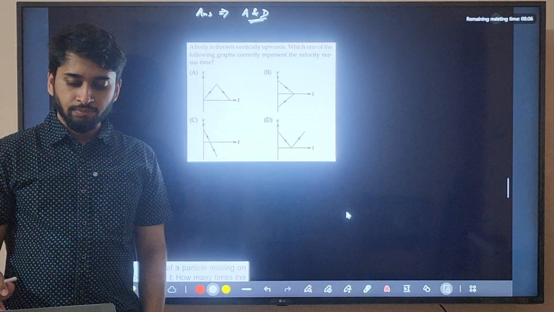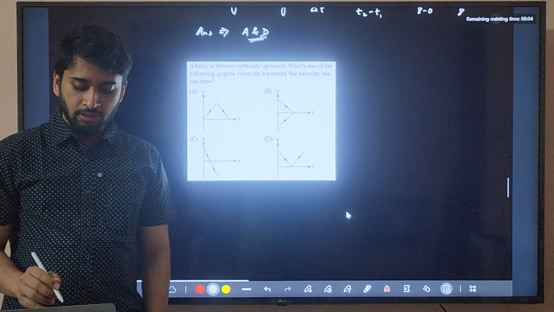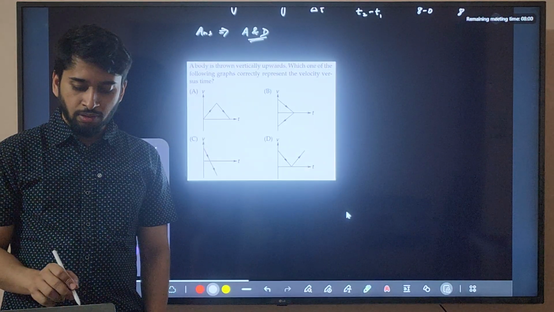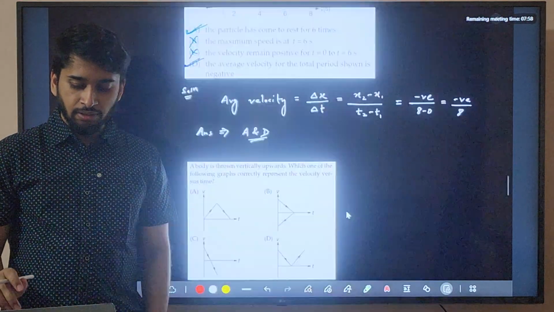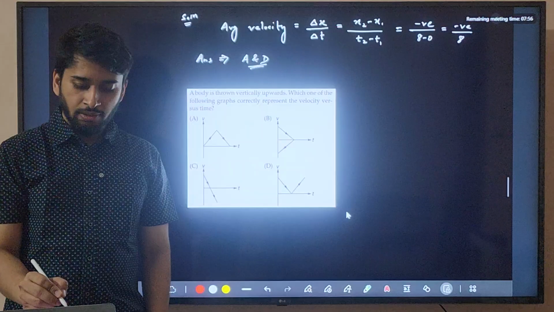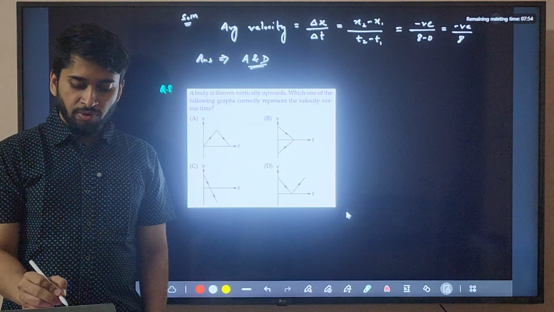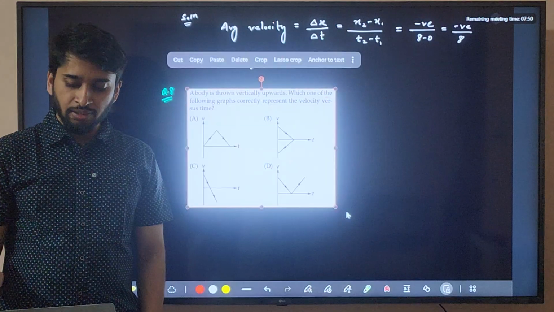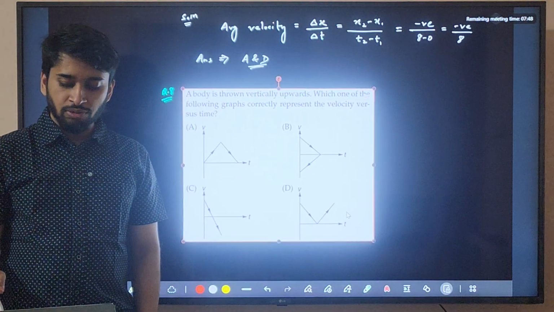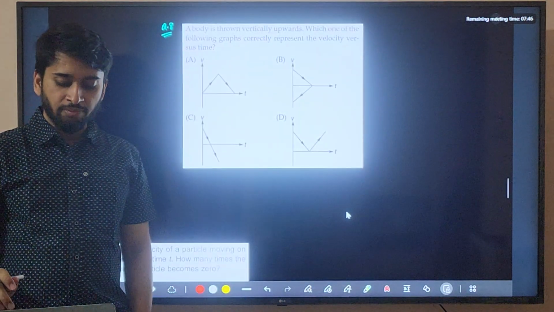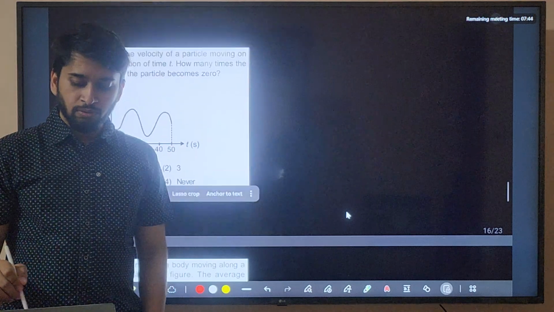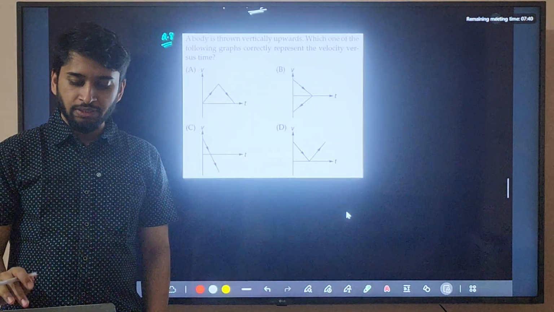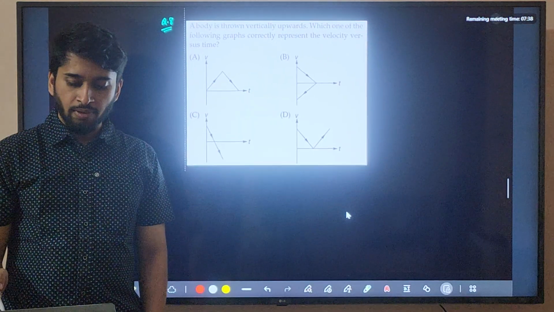Let us see this one. This is question number 8. Now we are moving to questions on the velocity-time graph, right? So until now you must have seen that most of the questions were based on the position-time graph. Now we are moving to the velocity-time graph. So that's good, nice, right?